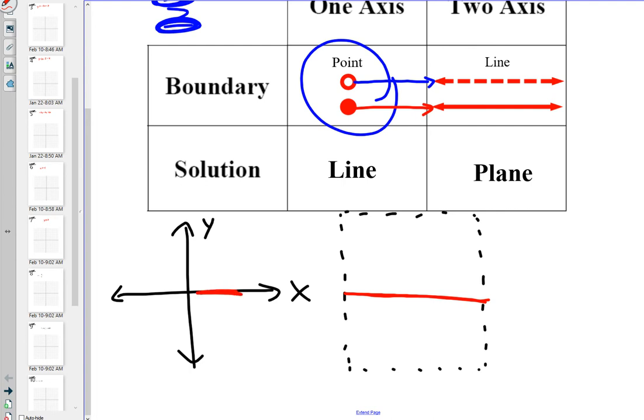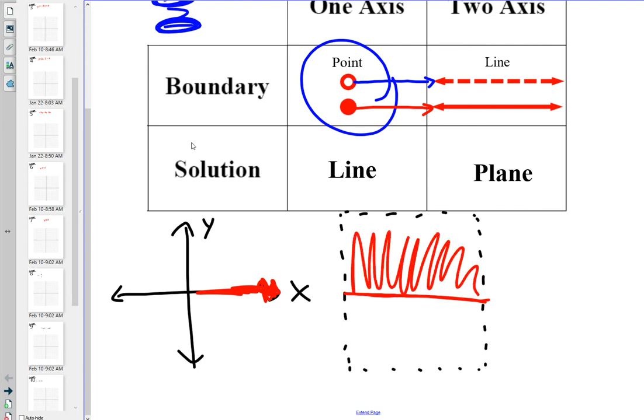Shading, what we used to shade in as a solution being a line, is now going to be a section. We're going to shade in the section of the graph. But before, your options were going to be left and right.